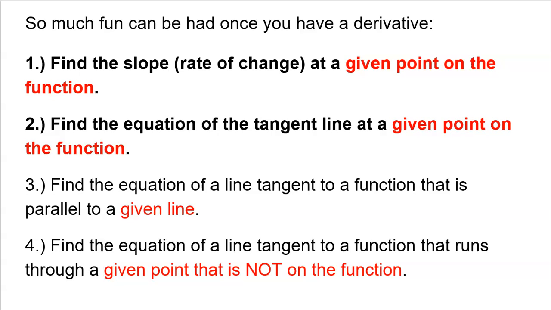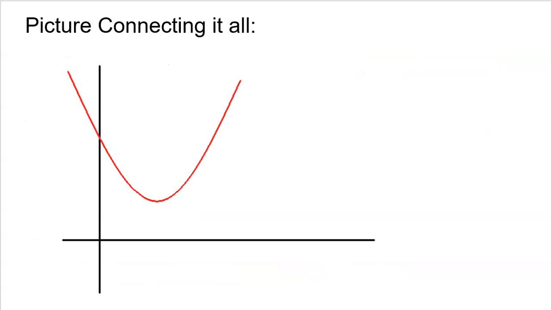The second thing we're going to do is find the equation of that tangent line. We're not only talking about the slope, well, the slope is the slope of a line. So once you find the slope at that given point, you could then find the actual equation of the tangent line at that given point as well. And then in the next video, we'll work on part 3 and part 4, which we'll talk more about in that next video. But let's make sure we have a nice visual representation of what's going on here.